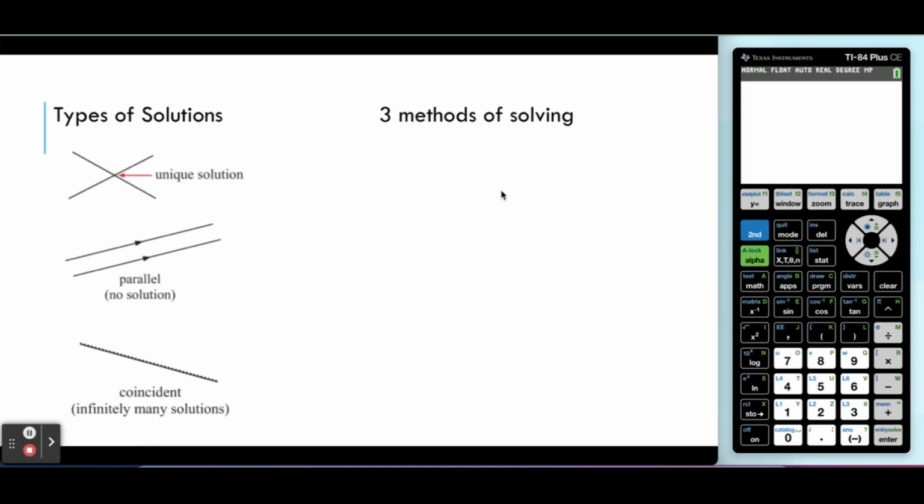There's three methods of solving which we're going to be using in this course. The first two methods are algebraic methods, so substitution and elimination. Those are the methods you should have been using in previous math courses, and we're going to have a little revision of how to use each of them.